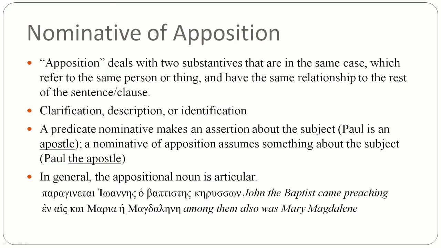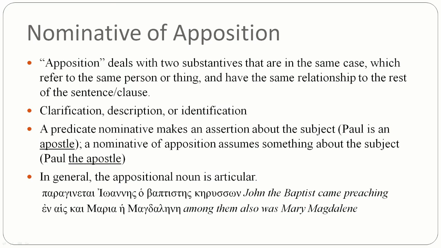Apposition is always referring to something that is seeking clarification or description or identification. What does this practically look like? Here you have the difference between a predicate nominative and the nominative apposition. Predicate nominative makes an assertion about the subject. Here is a sentence with a predicate nominative. Paul is an apostle. We are asserting that Paul is an apostle.